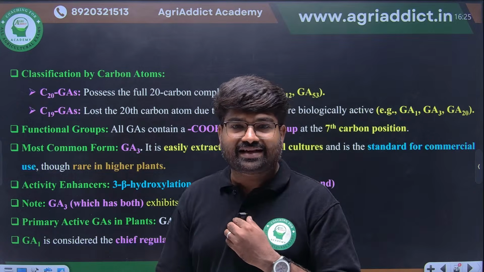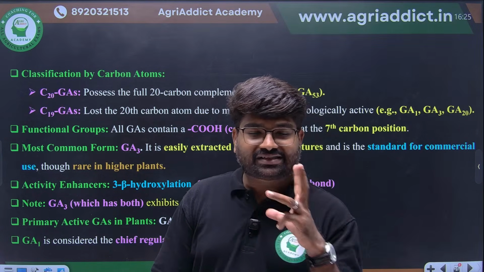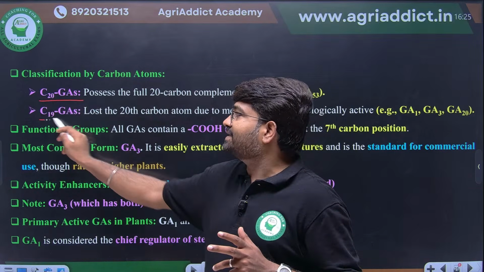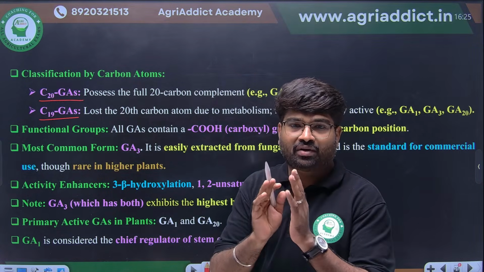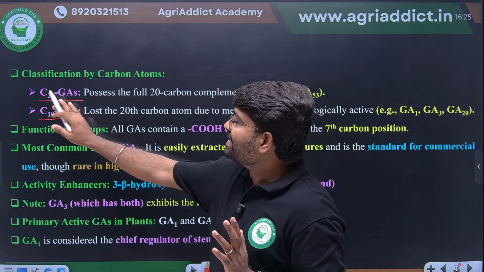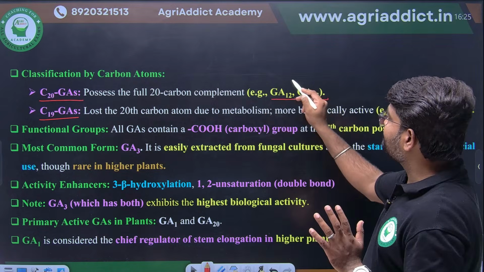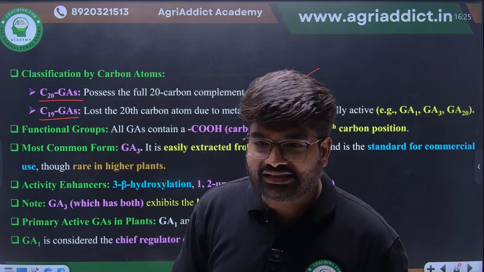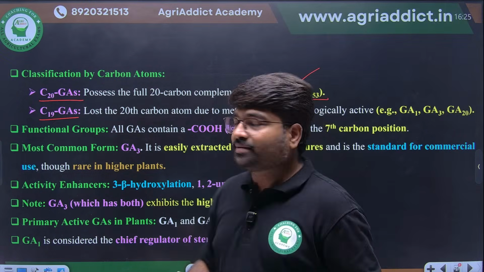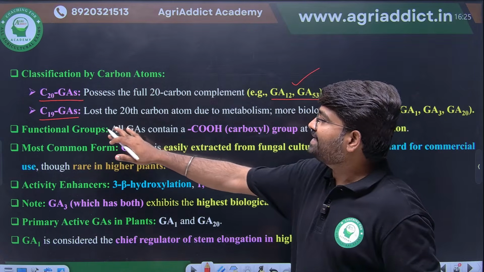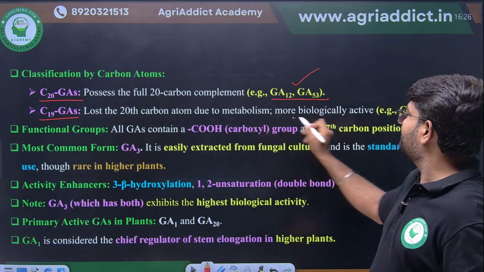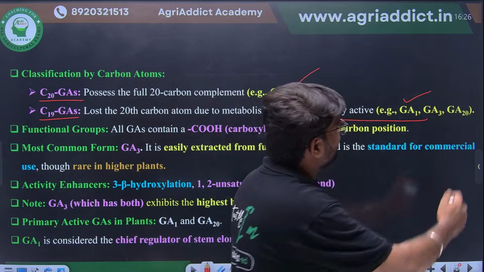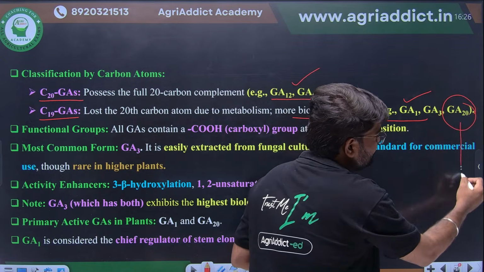If you see the classification of gibberellin based on carbon atoms, they are broadly classified into C20 gibberellic acids and C19 gibberellic acids. This is just for your understanding. The major examples of C20 gibberellic acid are GA12 and GA53. The C19 examples are GA1, GA3 and GA20. This is another important thing.